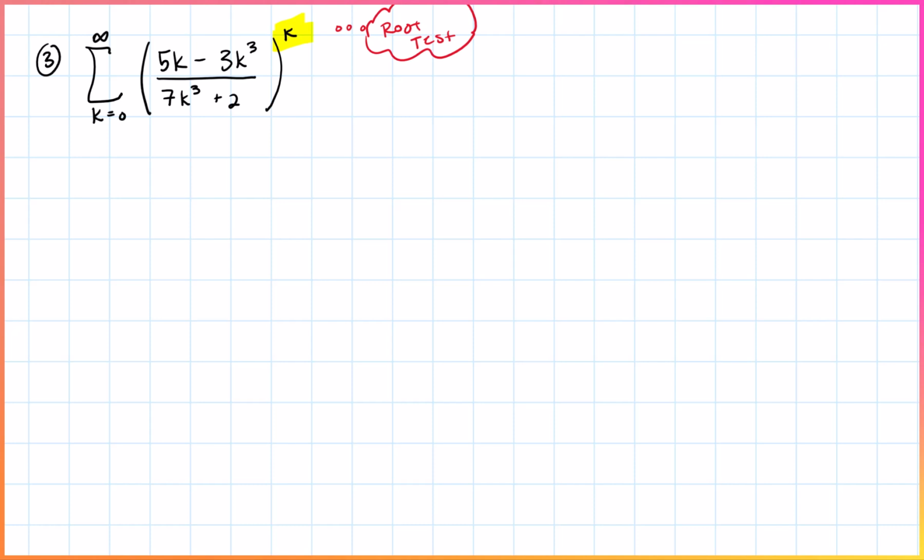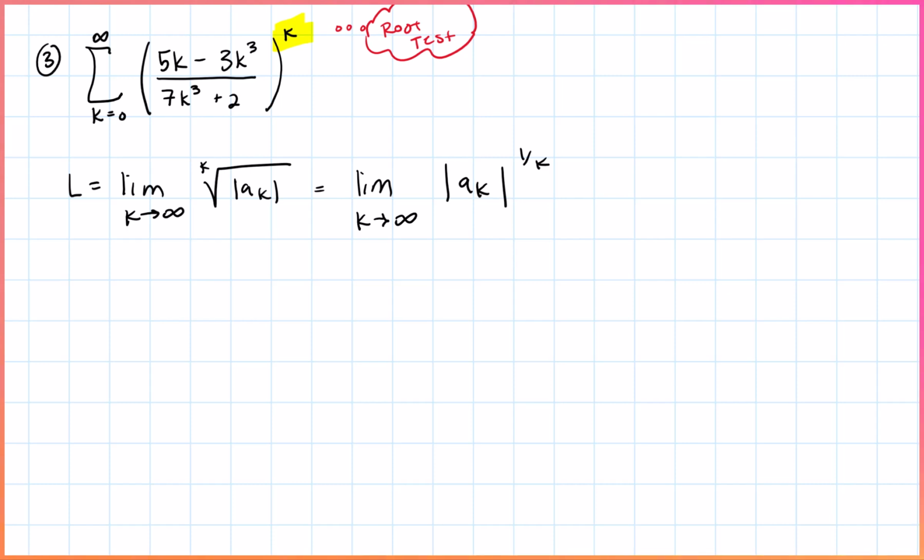So let's think about doing the root test. The root test says, let's define the limit L to be the limit, as in this case k approaches infinity, of the kth root of the a sub k term. Of course, that is the same as saying taking the absolute value of the a sub k term and raising it to the 1 over k. So we're going to go ahead and do that.